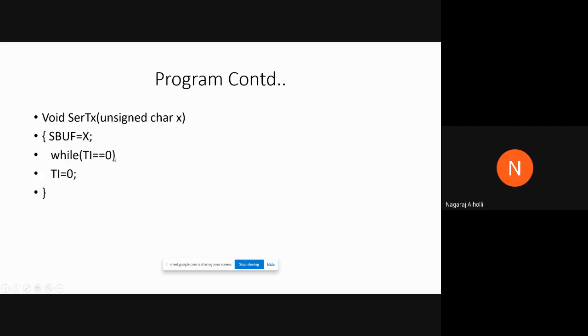Once the TI flag becomes high, we have to clear the TI flag, or make it 0, for the next round of operation. Fine, students. This is for when the character y is transmitted.